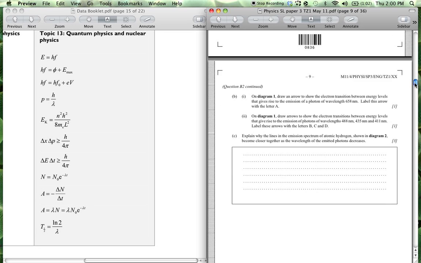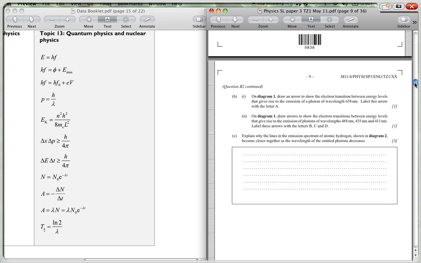Then it says, on diagram 1, draw an arrow to show the electron transition between energy levels that give rise to the emission of a photon of wavelength 658 nanometers. Label this arrow with the letter A. On diagram 1, draw arrows to show the electron transitions between energy levels that give rise to the emission of photons of wavelengths 488, 435, and 411, and label these arrows as B, C, and D.